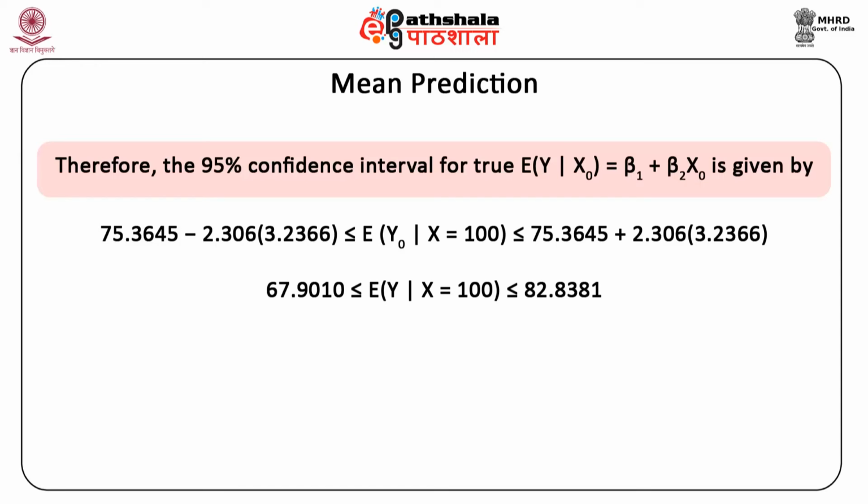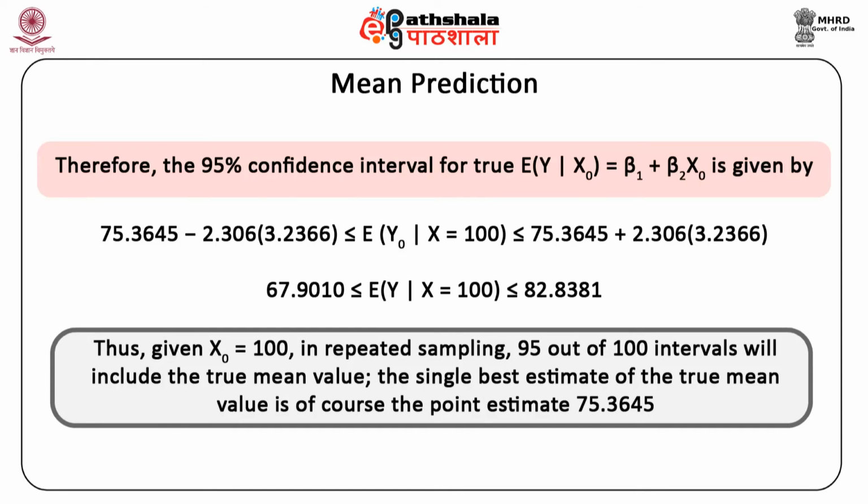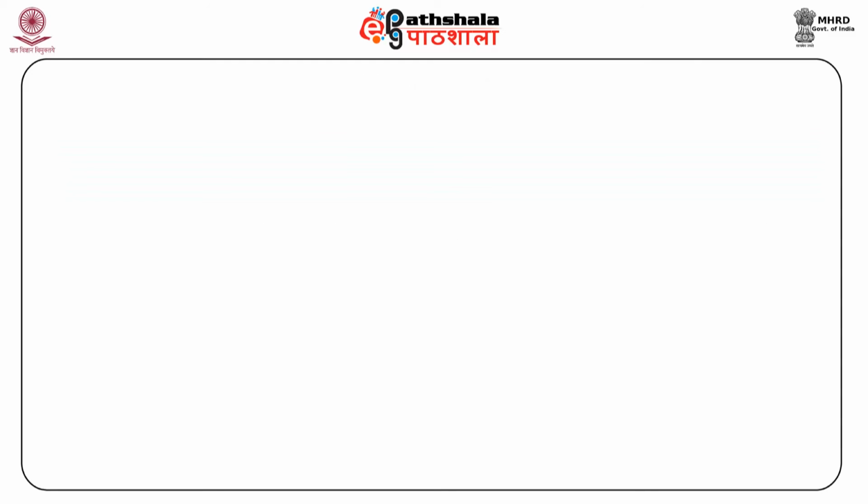82.8381. Thus, given x0 equal to 100, in repeated sampling, 95 out of 100 intervals will include the true mean value. The single best estimate of the true mean value is, of course, the point estimate 75.3645. Individual prediction.